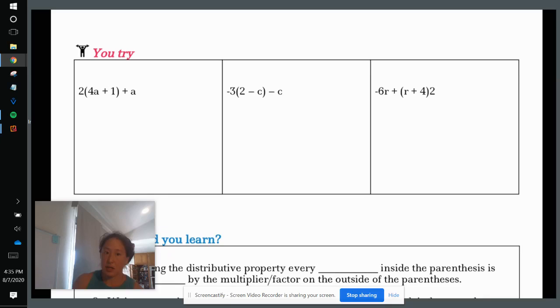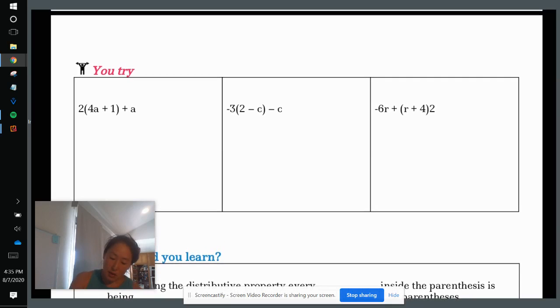All right, go ahead and try the next ones. Here's how we do that. 2 times 4a is 2 times 4a plus 2 times 1, and then bring down the a. So I get 8a plus 2 plus a. All right, combine your like terms. 8a plus 1a is 9a plus 2. Any more like terms to simplify?